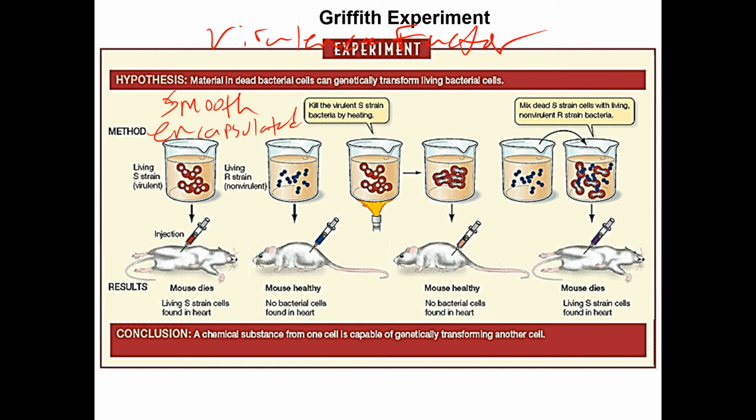So here, looking at the living R strain, the R strain is the non-virulent strain. It's the avirulent strain. R stands for rough because they are not encapsulated.